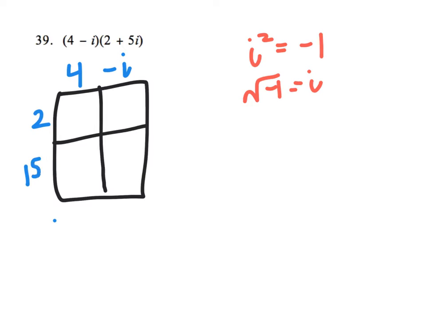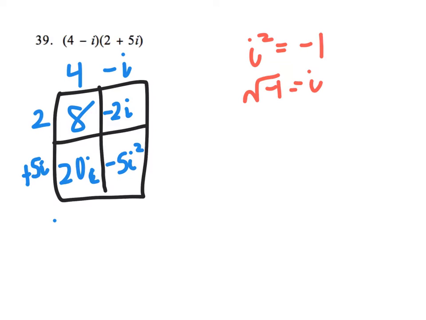We have a 5i here, and it's a positive. That's a plus sign. Okay, beautiful. 4 times 2 gives me 8. 2 times -i gives me a -2i. 5i times 4i gives me a 20i. And then 5i times -i is a -5i squared.